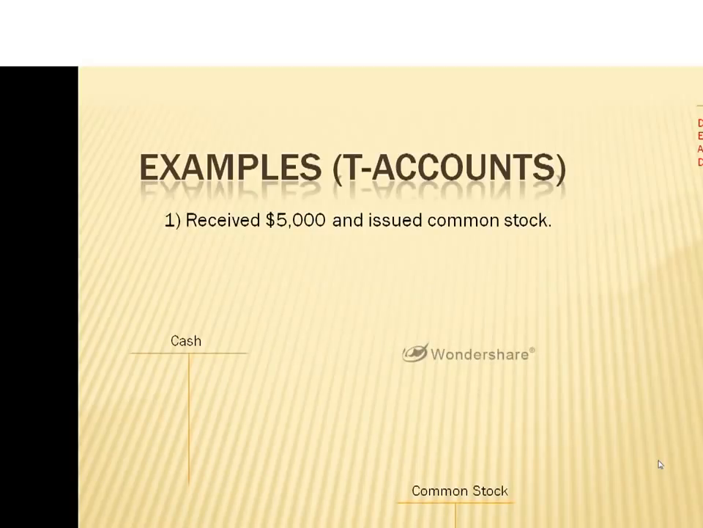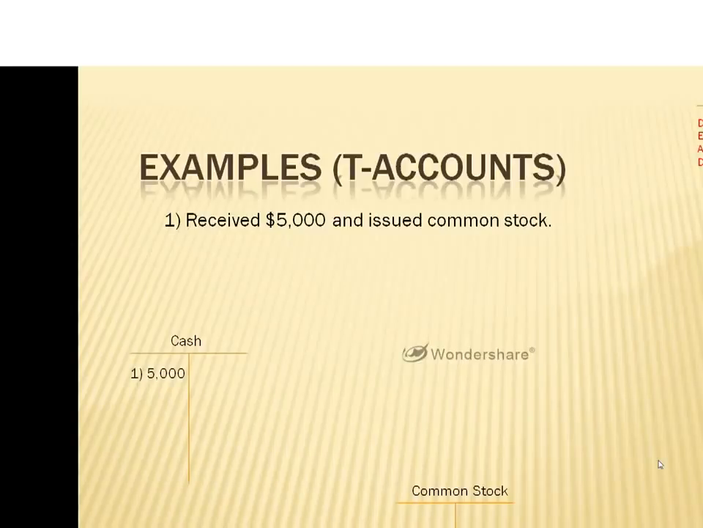So our first transaction is we received $5,000 and issued common stock. So this means an investor has paid us $5,000. You can see that I have brought two T accounts in. The T accounts are labeled cash and common stock. So if we have received money, cash is considered an asset, so we want to increase our asset. We know that to increase our asset, it has a debit balance, so we bring our $5,000 debit in. You can see that I've labeled this with a 1, so we can keep track of the money as we go through.